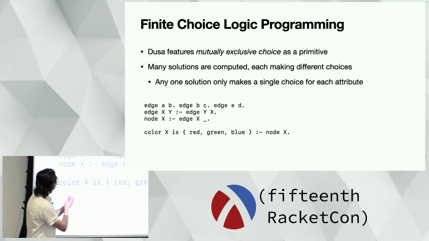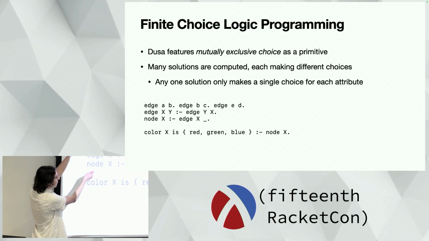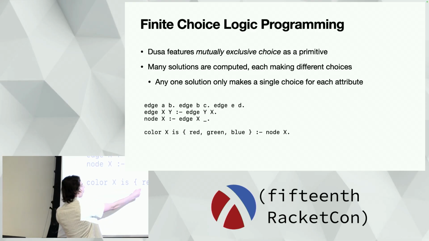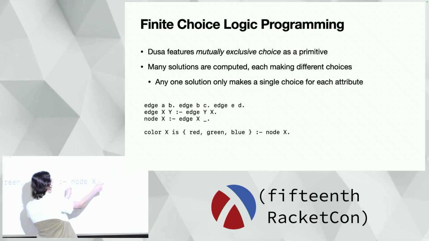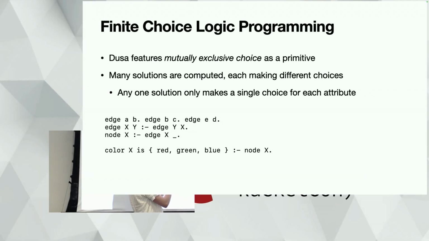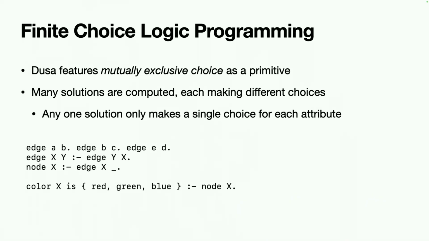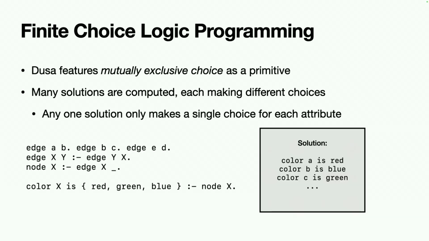For example here, we have a handful of edges and nodes facts just from earlier, and this new rule says whenever we have some node X, assign it one of 3 different colors, red, green, or blue. So this will assign a color to every single node in our graph, and our solutions will contain all of this information. Notably, these are mutually exclusive choices, so in any one particular solution, each node only maps to a specific color, like A is red, B is blue.